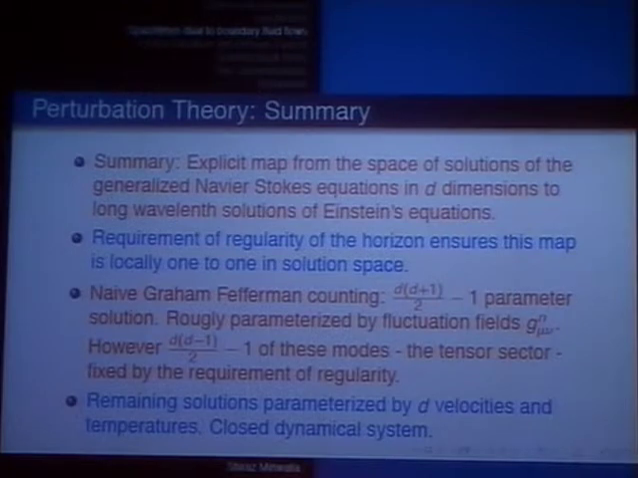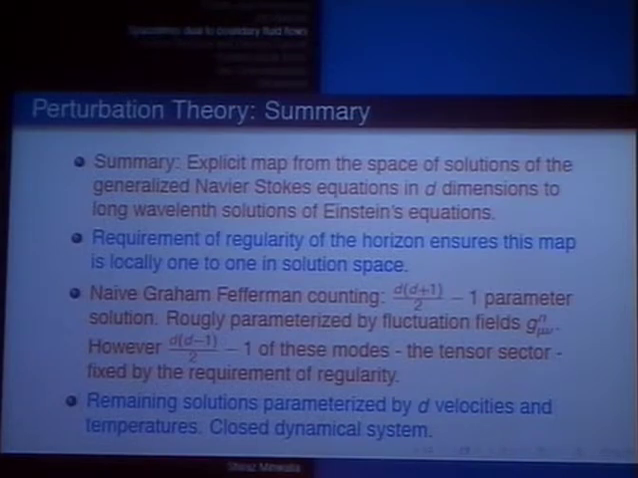We have not shown that this map is globally one-to-one. That is, there could be other solutions of Einstein's equations far away from the class that we've looked at that are not fluid dynamics, but for various reasons that I won't go into, we doubt that. So our conjecture is that this is all the slowly varying solutions of Einstein's equations with negative cosmological constant. Okay, and I've already described this Graham-Pfefferman counting for you.